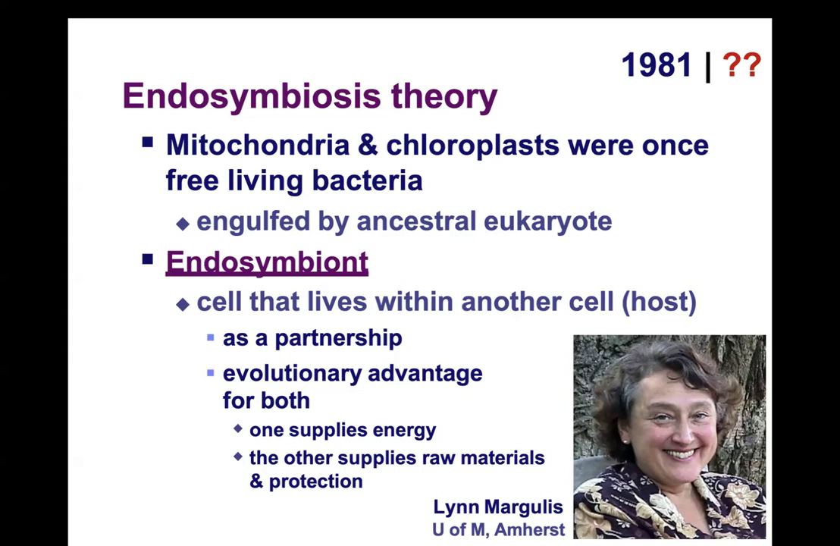And this theory basically states that the organelles within eukaryotic organisms were once individually free-living prokaryotic cells. So, like mitochondria and chloroplasts were each in the past their own specialized free-living prokaryotes that then got engulfed by a larger ancestral prokaryote. So, endosymbiosis, endo meaning inside, symbiosis meaning to live with, is the theory that cells live within one another as a partnership and that there's an evolutionary advantage for both.